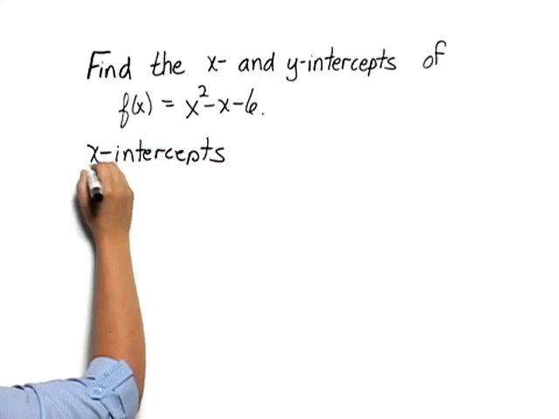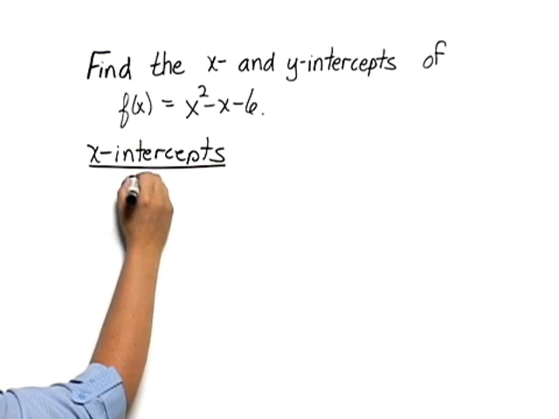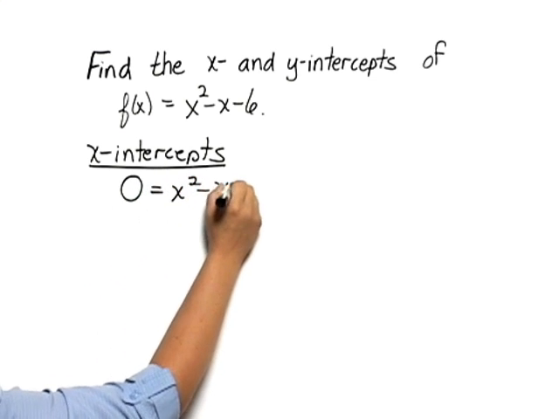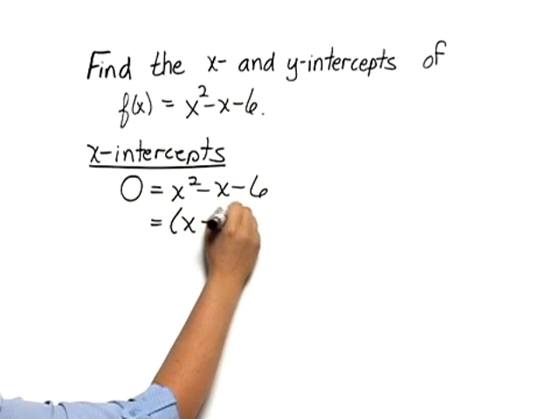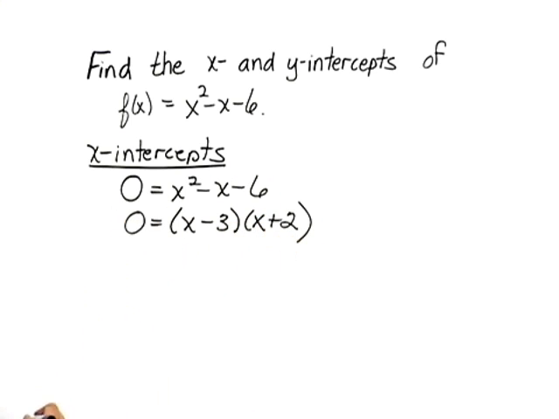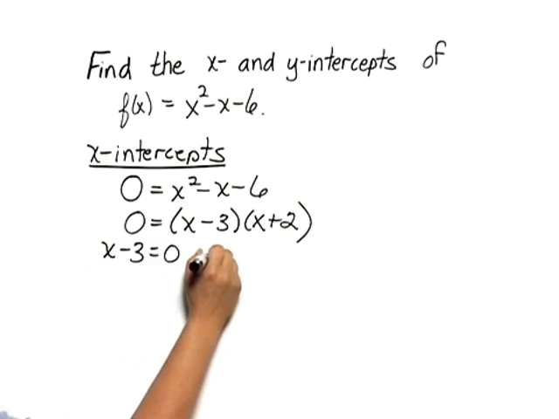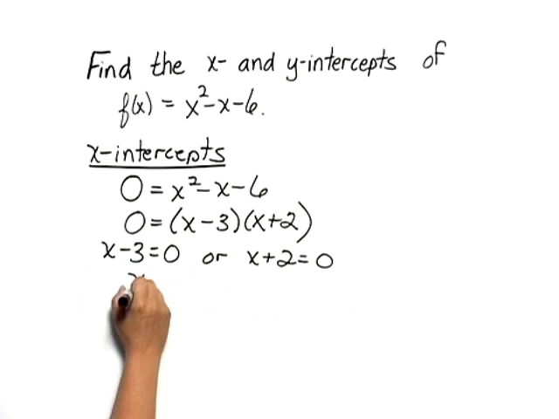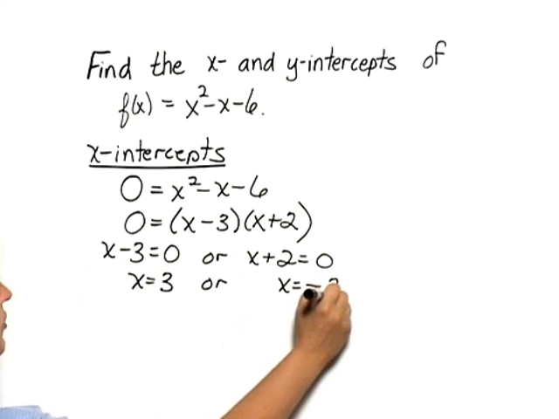Any x-intercepts are going to be the x values for which f of x is 0. So we solve 0, letting f of x equal 0, equals x squared minus x minus 6. Factoring, we would have x minus 3 times x plus 2, and that equals 0. Using the principle of zero products, we would have x minus 3 equals 0, or x plus 2 equals 0, which will give us x equals 3, or x equals negative 2.